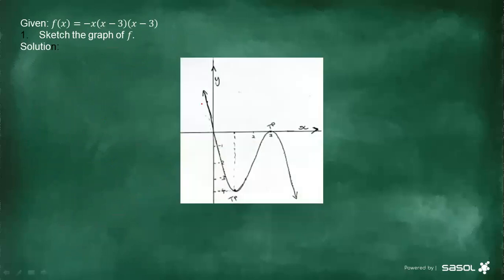Sketching of the graph. This is the solution for the graph. You can see this is the solution for the graph, because the coefficient of x cubed was negative. So remember I said that this is going to be the shape if the value of a is less than 0. Hence we are having this shape here. So that is the solution for the sketching of the graph. Now let's proceed.